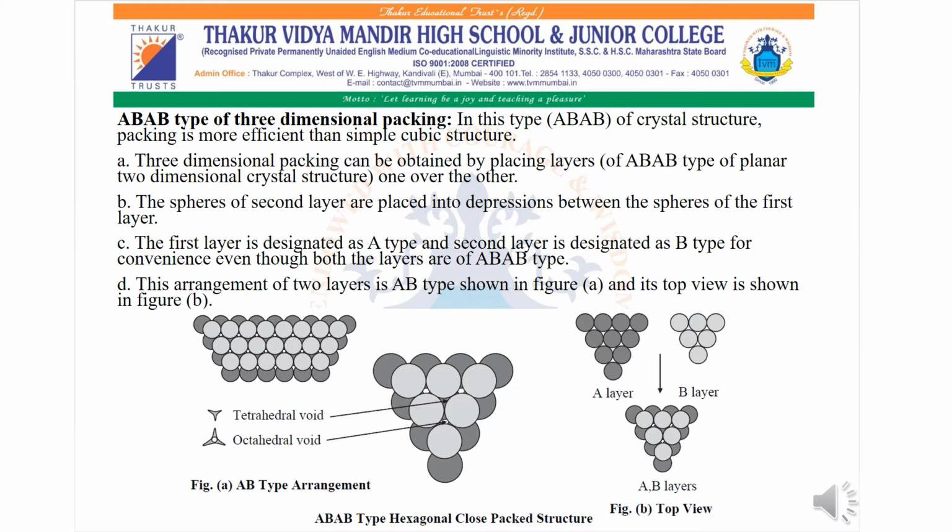So here 3-dimensional packing can be obtained by placing layers of ABAB type one over the other. The spheres of the second layer are placed into depressions between the spheres of the first layer. So the first layer is designated as A type and the second layer is designated as B type for convenience, even though both the layers are of the same type. So this arrangement of 2 layers is AB type as shown in the figure, and the top view is shown in figure B.